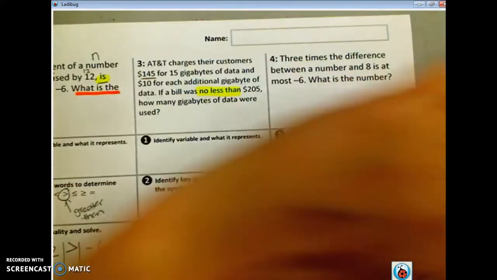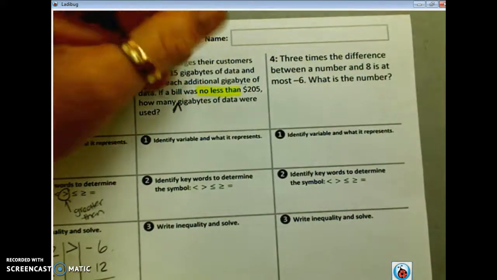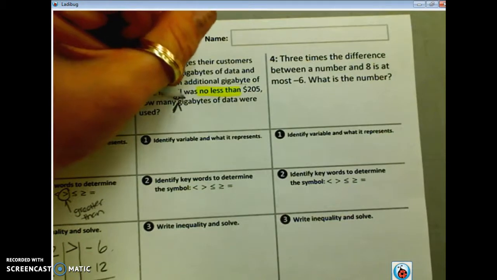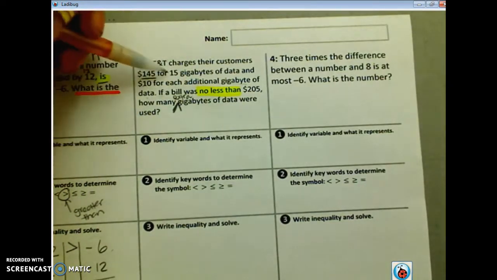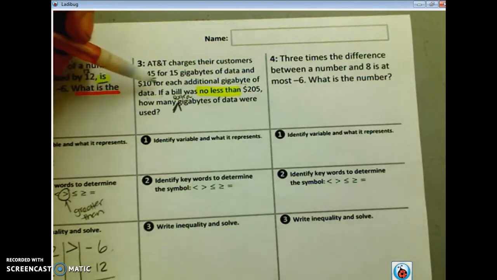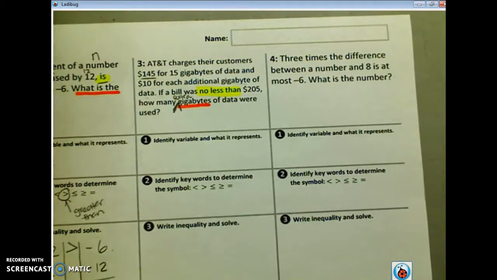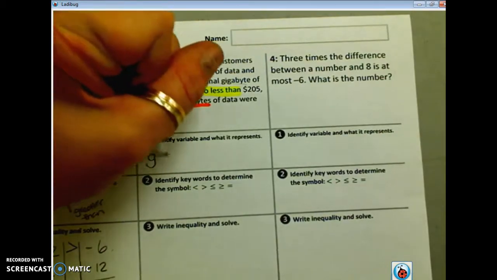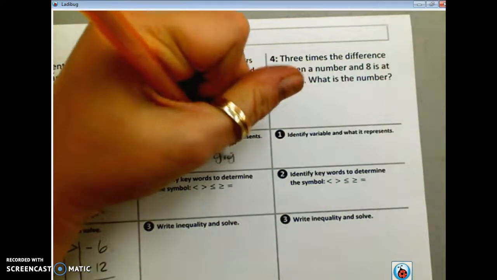And what I want you to do, and in class I would have told you this, because this is a little bit tricky, it should say how many extra gigabytes of data were used. Okay? And I'll explain that as we work through the problem. All right? So we want the extra gigabytes. So that's what we don't know. So I'm going to use G, and that's going to represent the extra gigabytes.